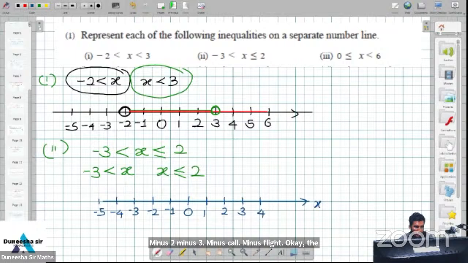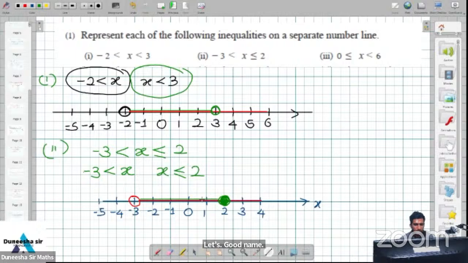If it's greater than -3, then it's less than or equal to 2. Right? Okay. The range is between minus 3 and plus 2.